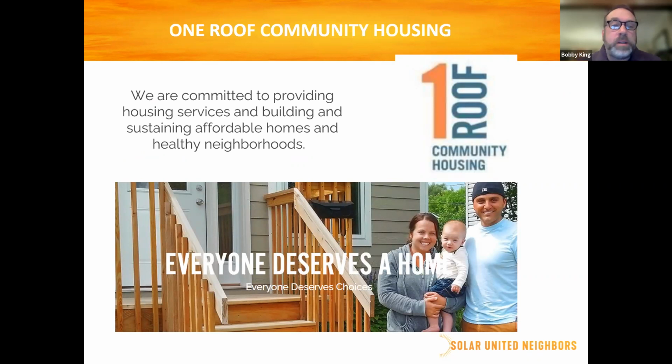Brooke Tapp is here from One Roof Community Housing in Duluth. Brooke, do you want to say a little bit about One Roof and your being a partner here?